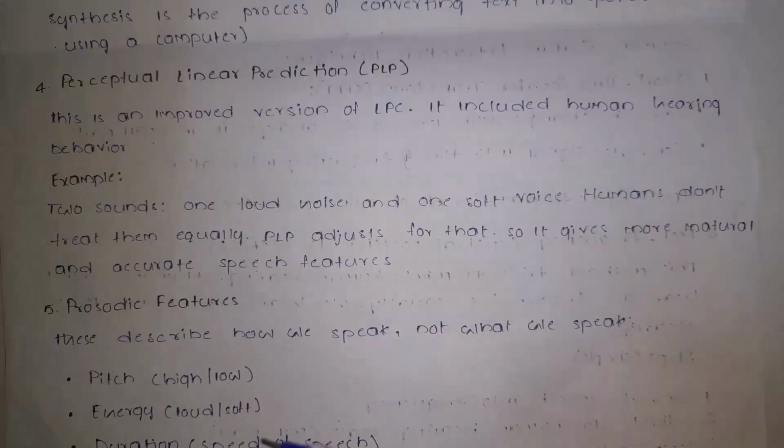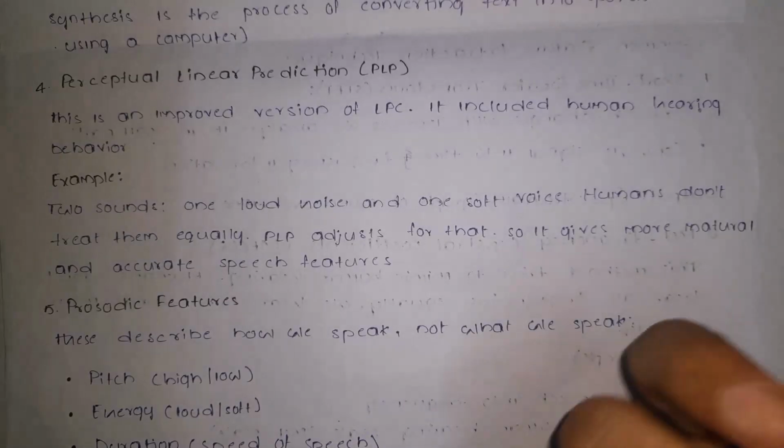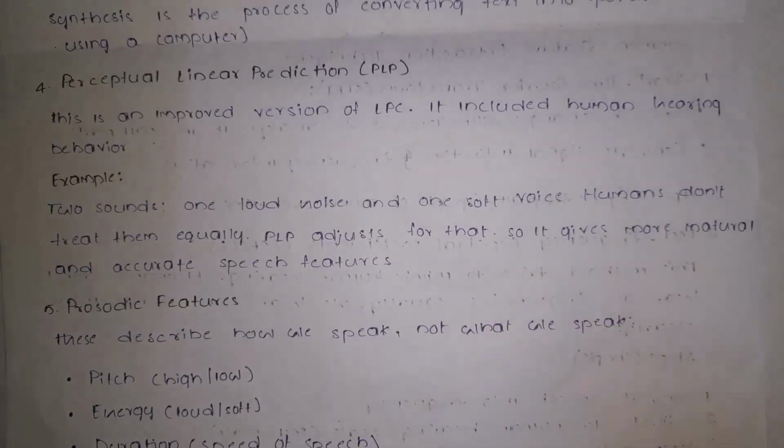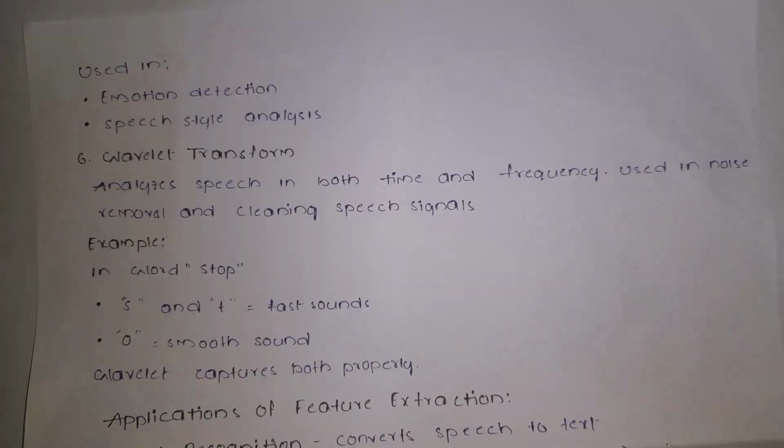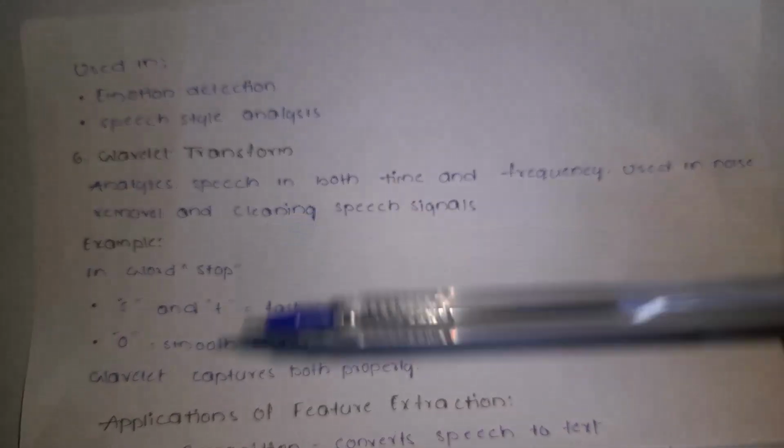Guys, by using all the feature extraction techniques, we can also predict prosodic features. That means describing how we speak, not what we speak. For example, I will speak, I am okay. That is what I spoke. But how I spoke, whether I spoke in high pitch or low pitch, or high energy or low energy, what is the speed and duration of my speech? We consider all this as prosodic features. So by using all these feature extraction techniques, we can also identify prosodic features. By identifying prosodic features, the system can understand the emotion of the speech, whether a person is speaking in a happy way or a sad way, and the system can also identify speaking style.